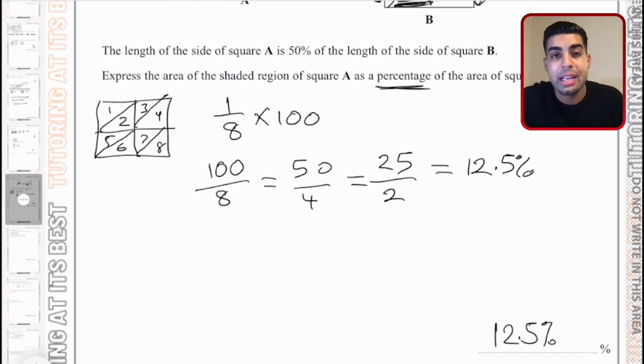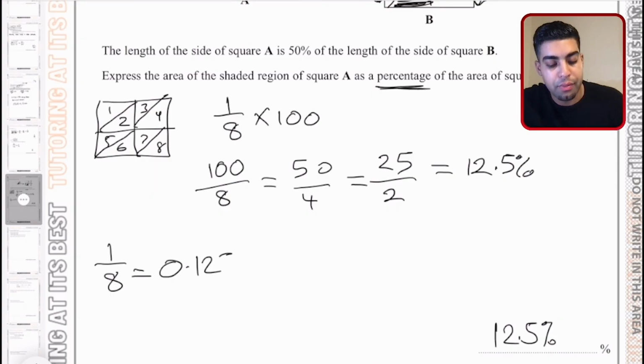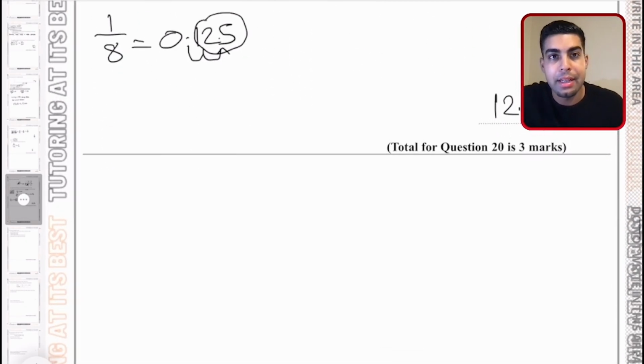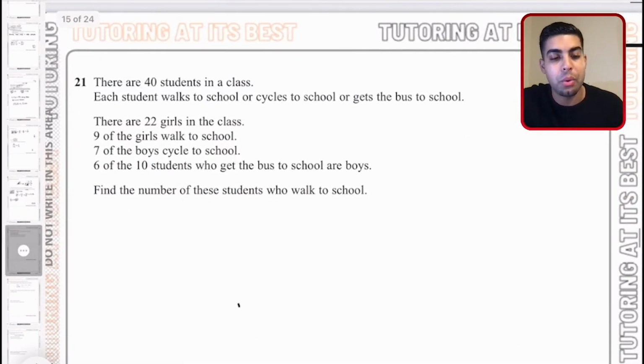And for those who want to do it a different way, you can simply work out what 1 over 8 is as a decimal, which is 0.125. And then we can go ahead and multiply that by 100. So again, jumping 2 steps, and that gives us 12.5, exactly what we require. Amazing. Let's now go over to question 21 here.